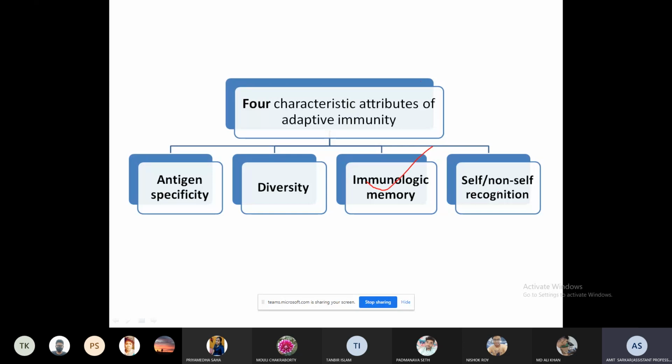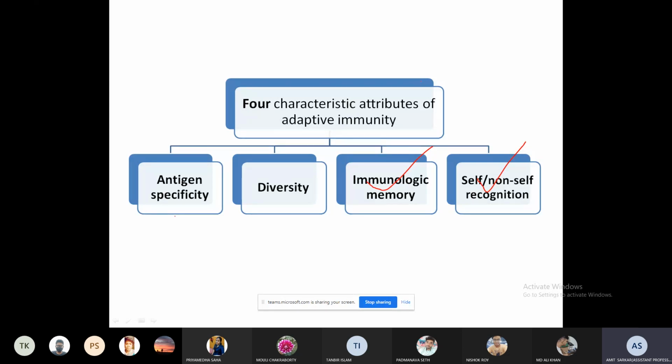Okay. Then we have self and non-self recognition. I think we spent quite a bit of time understanding that they can distinguish between our own protein and a microorganism protein, a foreign protein. Okay, not necessarily that it has to be a microorganism. Our protein and it's not our protein. Self, non-self. Okay, so this thing. Number 3, if you go from the right side, diversity.